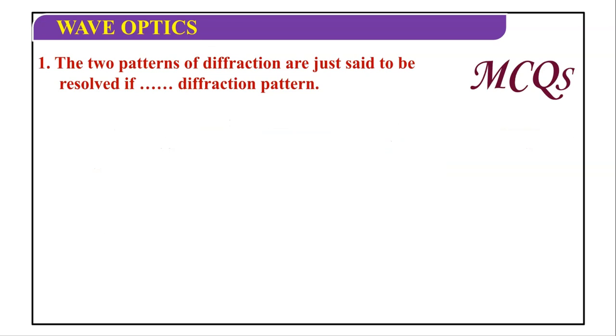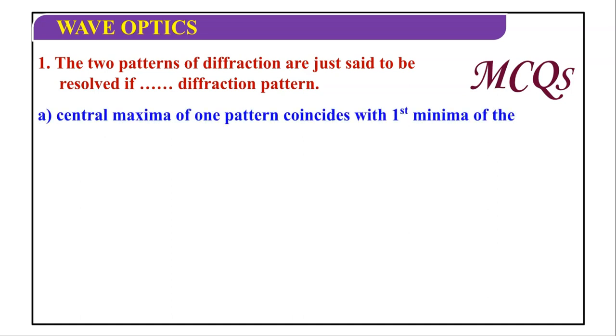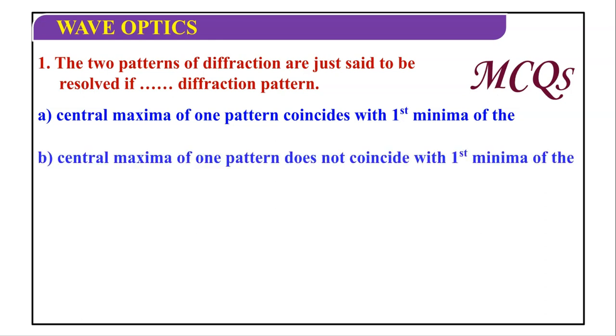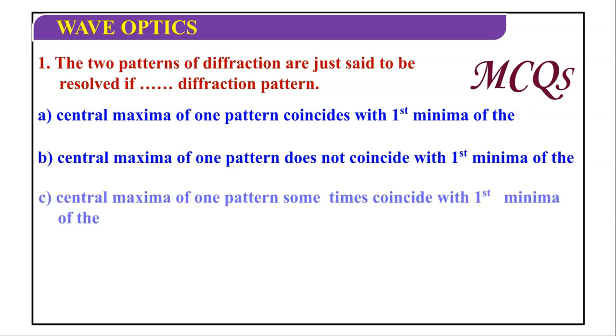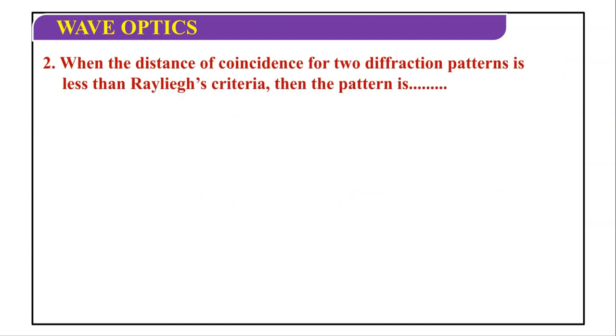Now we'll take some MCQ questions. The two patterns of a diffraction are just said to be unresolved if the central maxima of one pattern coincide with the first maxima; the central maxima of one pattern does not coincide with the first minima; the central maxima of one pattern sometimes coincide with the first minima; or none of these. The correct answer is the first: the central maxima of the first pattern coincide with the first minima of the other.